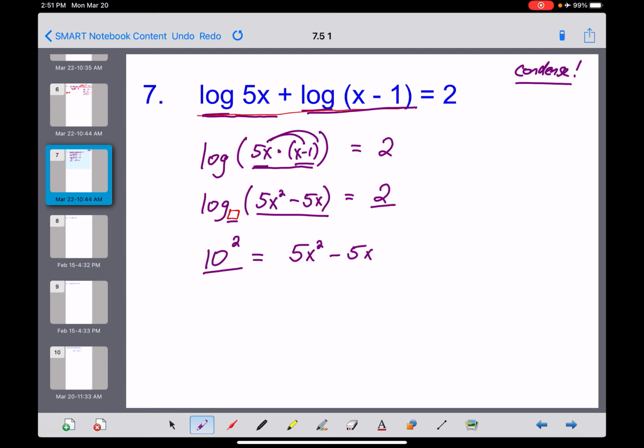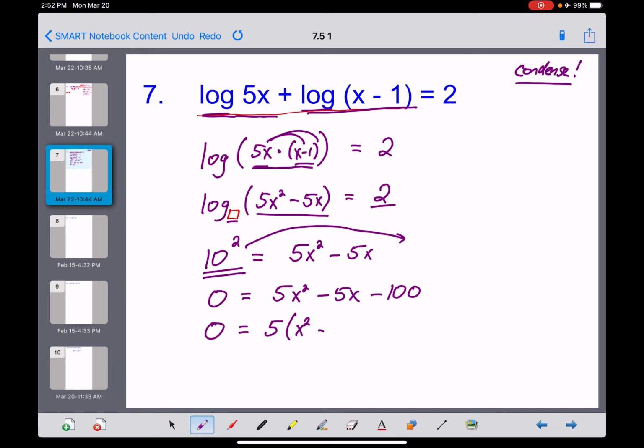That 10 squared is going to become 100, and I'm going to bring that over here to this side. So I'm going to get 0 equals 5x squared minus 5x, and this 100 we subtract and get a minus 100 at the end of that. And of course, the first thing I try to do in solving any quadratic is factoring. And the first type of factoring we always look for is GCF, monomial factoring. And here we can pull out a 5. That'll leave us with an x squared minus x minus 20.